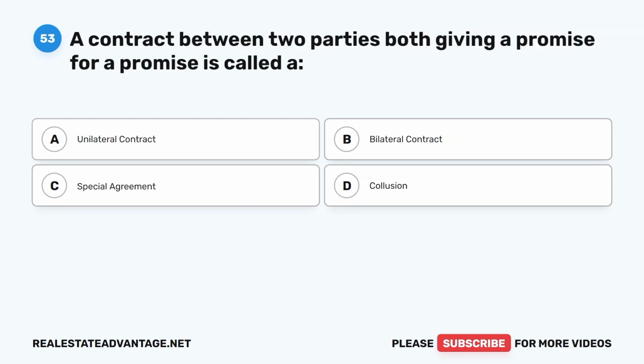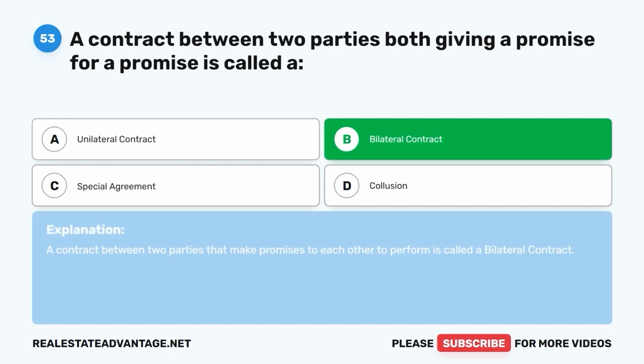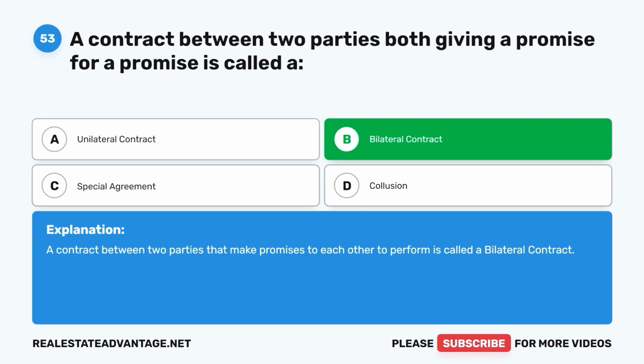Question 53. A contract between two parties both giving a promise for a promise is called A. a unilateral contract, B. bilateral contract, C. special agreement, D. collusion. The correct answer is B. Bilateral contract. A contract between two parties that make promises to each other to perform is called a bilateral contract.